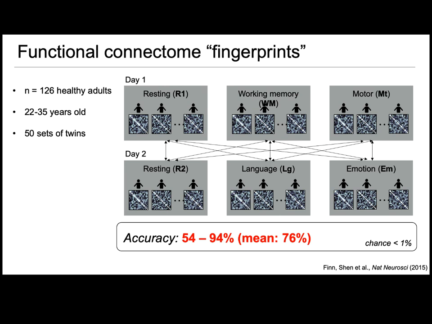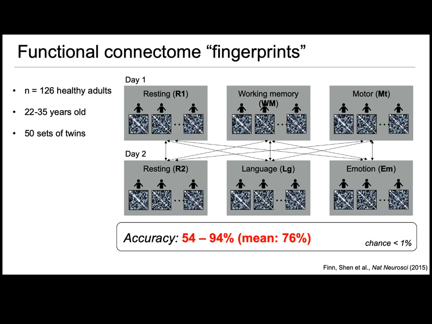So some of them did better than others, but overall this was a really striking result because chance here is less than 1%. So if we were just randomly guessing, we would get it right 1 out of 126 times. And here we're seeing that there is really quite a strong individual signal that's embedded somehow into these connectivity matrices, and it's somewhat independent of task state, although I'll come back to that.